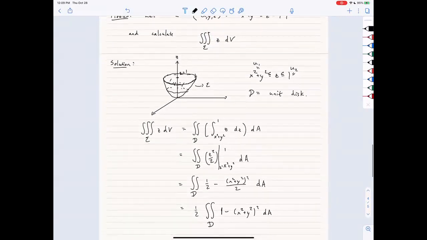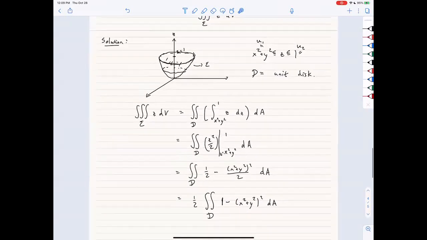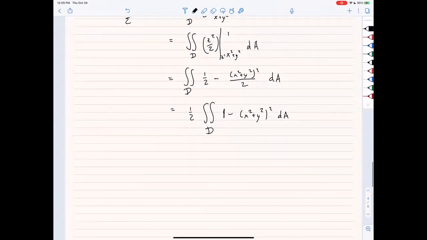I'm integrating over the unit disk. I see x squared plus y squared in my integrand. The alarm bell should go off when you're seeing integrals like this. Maybe the most instinctual thing is to go into type 1 or type 2, but fight your instincts. Let's use polar coordinates, because polar coordinates make this integral much, much easier.